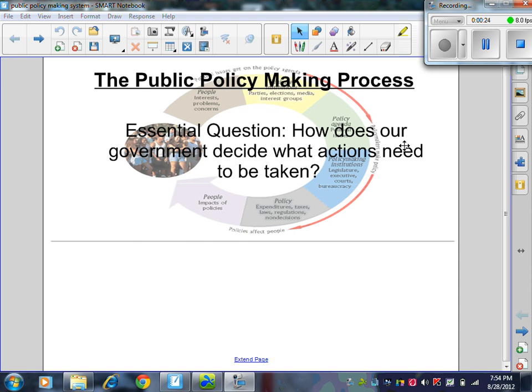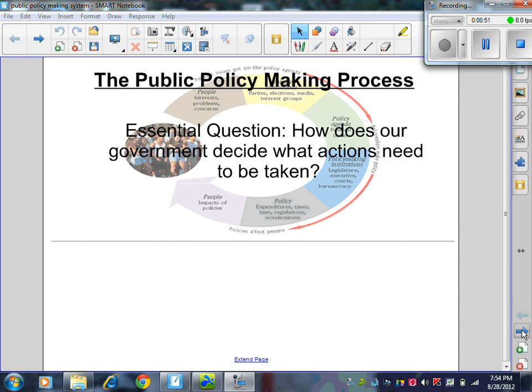Sometimes the government may decide to send troops overseas or not to send troops overseas. Those decisions are also public policy. So you're seeing here that policies are generally decisions or actions the government takes, or sometimes inaction, deciding to not do something. So our central question today is, how does our government decide what actions need to be taken? Where do they get their ideas to create public policies? And that's what this presentation is going to focus on.